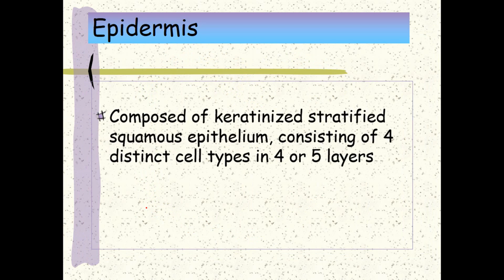The epidermis is stratified squamous, and it's keratinized. So keratin is a protein, and it is a waterproofing protein. So it is a keratinized stratified squamous epithelium consisting of 4 distinct cell types in 4 or 5 layers, depending on if we're talking about thick or thin skin. And we'll go over that.